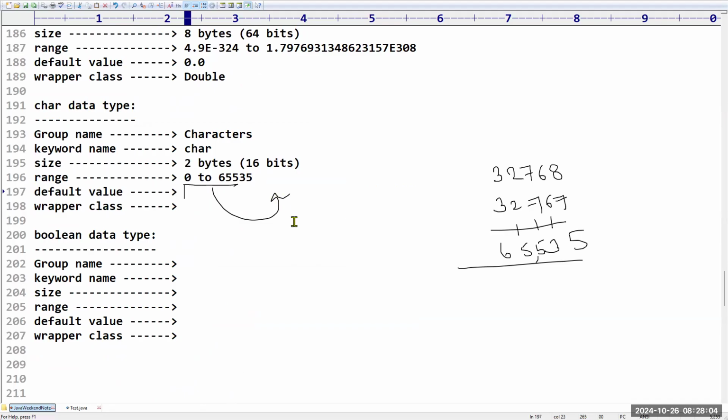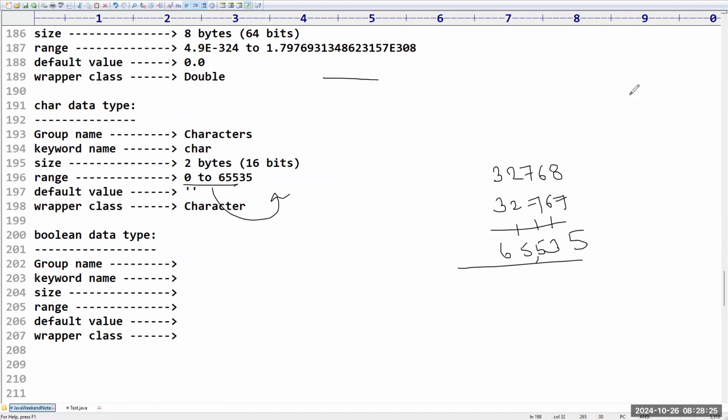So what is the default value? Empty character. What is the wrapper class? It is also a complete word we have to type. Sir, any doubt on this char data type? Okay, sir. I do not understand why we calculated this and made it 65,535. Can you please explain once again?